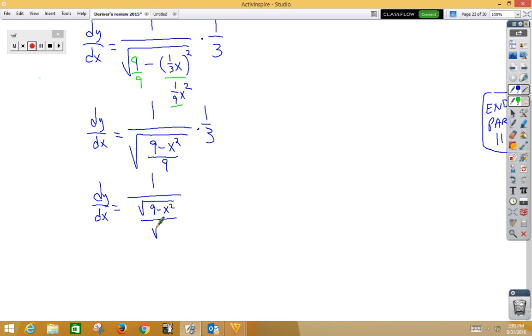Now, this 1/3, I'm going to go ahead and write it as 1/3 so that you can see what's happening. Square root of 9 is 3, and now these two 3's cancel out. Final answer is 1 over root 9 minus x squared.